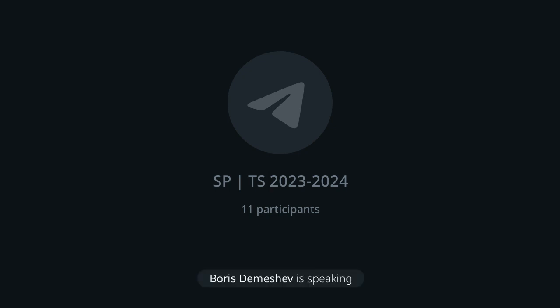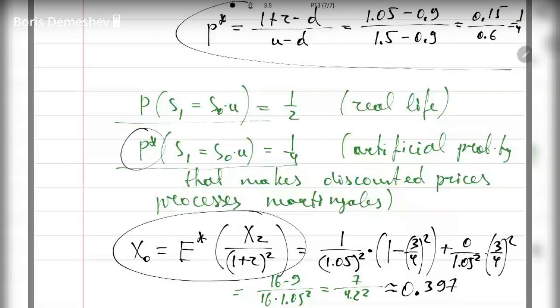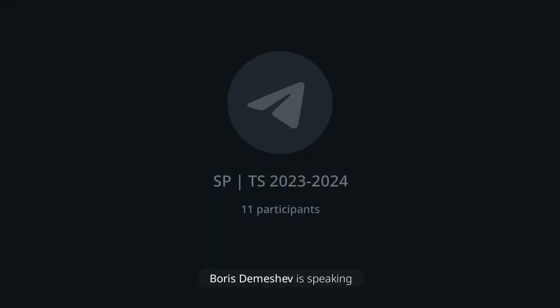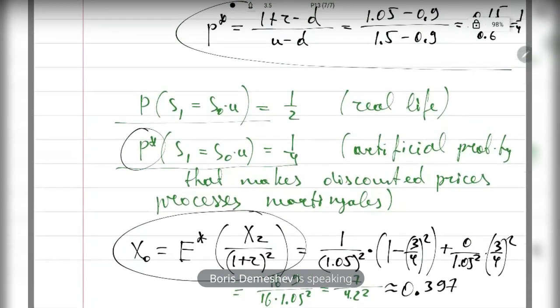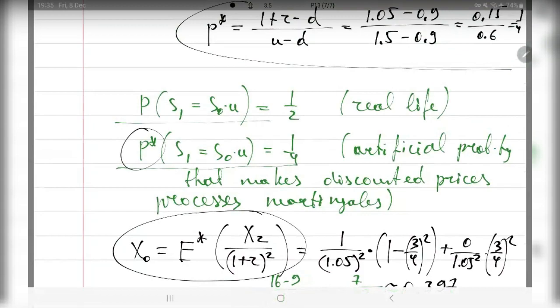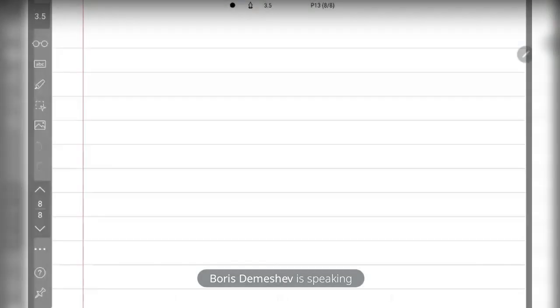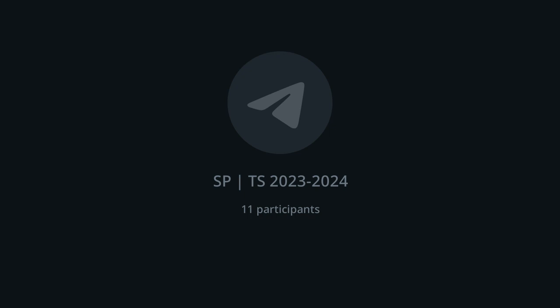Okay, probably let's do something more in continuous time. We have, I think, 5 minutes left. Let's do something easy in continuous time. What is easy in continuous time? I think logarithm is easy in continuous time.